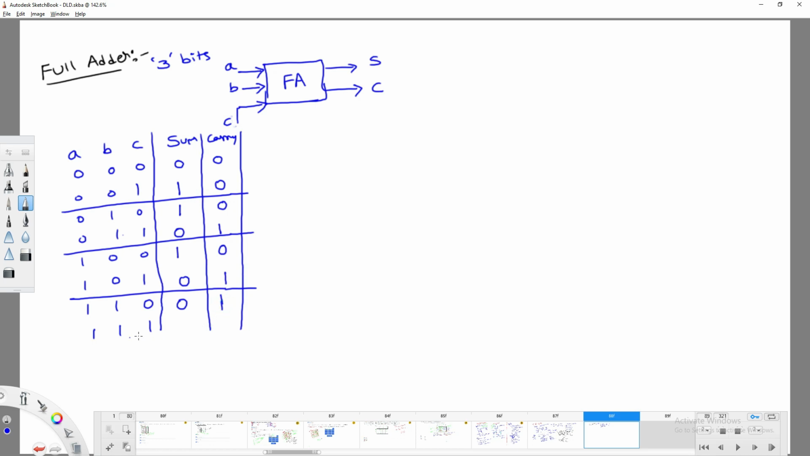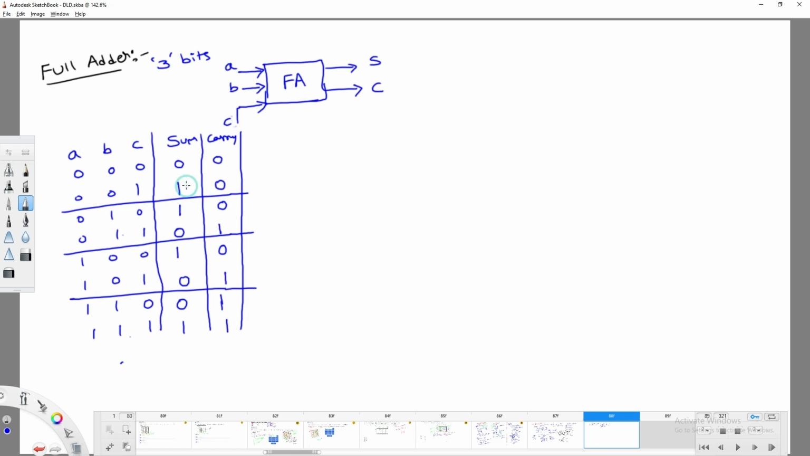Okay, and when you have triple one, 1 plus 1 is 0 and carry is 1. For that you add 1, and you get sum 1 and carry 1. So once we construct a truth table, you can derive the expression.